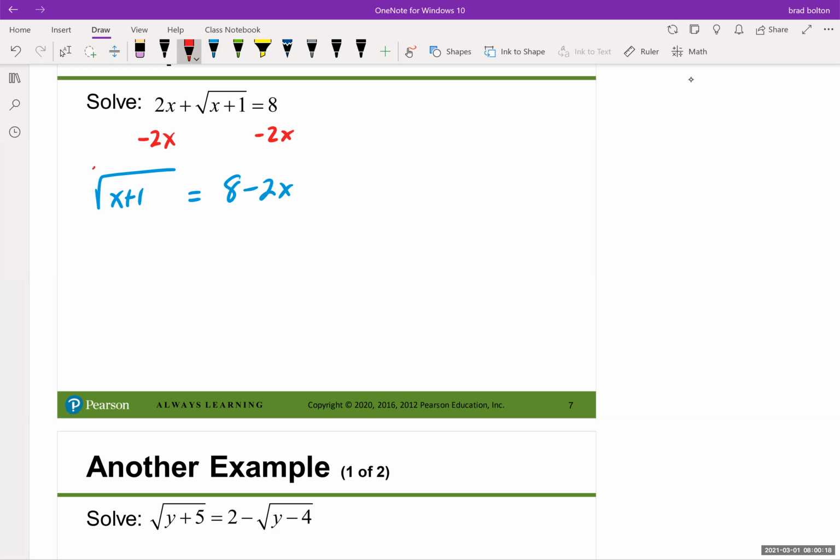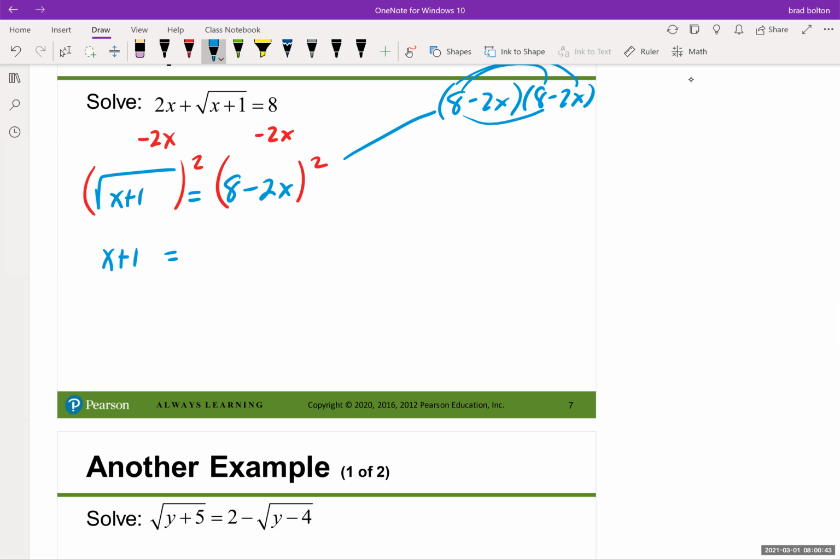Now according to our little technique, our steps, we're going to square both sides, and this becomes x plus 1. Now this is where people normally go wrong. Normally people do this, and this is 100% not what 8 minus 2x squared is. Remember, 8 minus 2x squared means 8 minus 2x times 8 minus 2x. You have to FOIL it out. Oops. You have to double distribute. So this is going to become 64 minus 32x plus 4x squared. That's actually what we have.